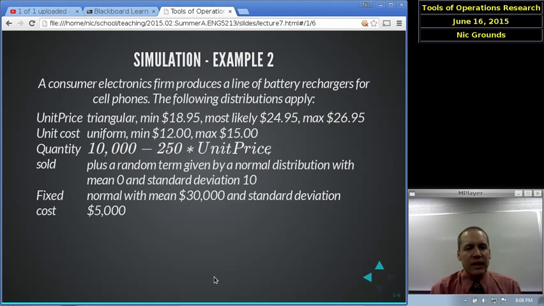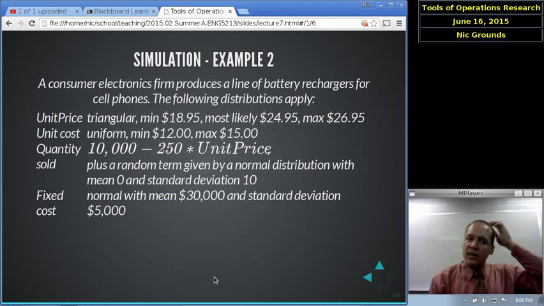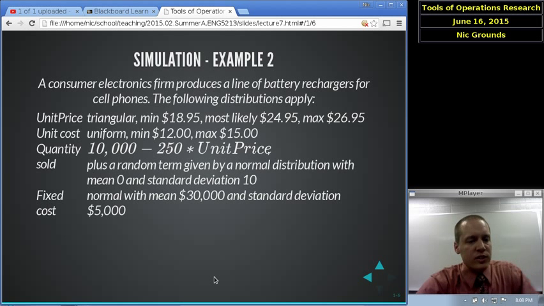Let's say we're an electronics firm and we make battery rechargers for cell phones. Basically there's a price at which we can sell these things, a cost at which we have to pay to build the unit, a quantity for how many we think we can sell, and then a fixed cost to pay our workforce and electricity for the building and rent and all those other kinds of things.